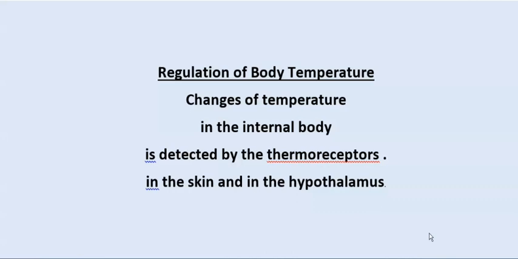Okay, now we see the regulation of body temperature. Our body temperature must be maintained at 36.9 degrees Celsius. Changes of temperature in the internal body will be detected by the thermoreceptor. Thermo is for the heat. Thermoreceptors are in the skin and in the hypothalamus of the brain.